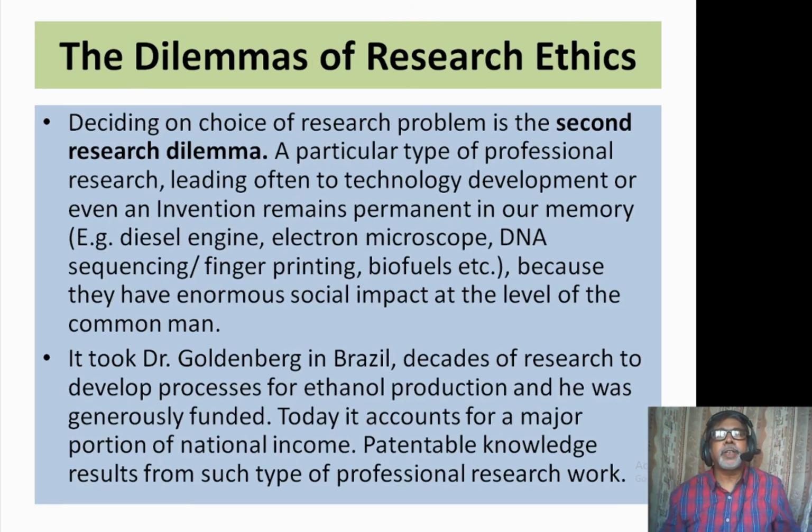So deciding on the choice of the research problem is the second research dilemma. What type of problem should you decide? A particular type of professional research leading often to technology development or even an invention remains permanent in our memory. For example, diesel engine, electron microscope, DNA sequencing, biofuels, etc. Because they have enormous social impact at the level of the common man. So doing professional research also, you can live in the memory of the people and in the history.